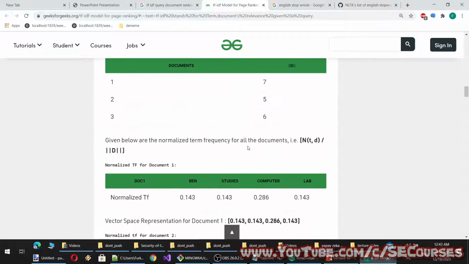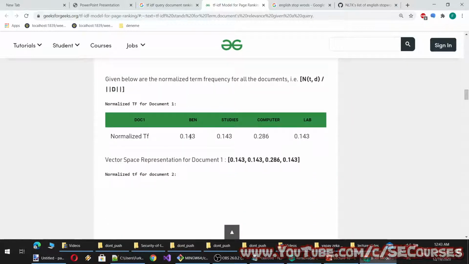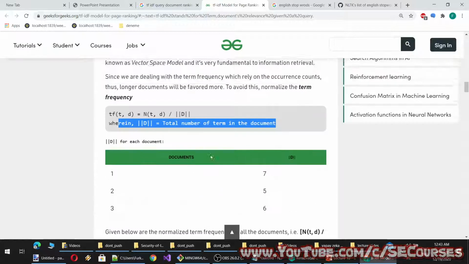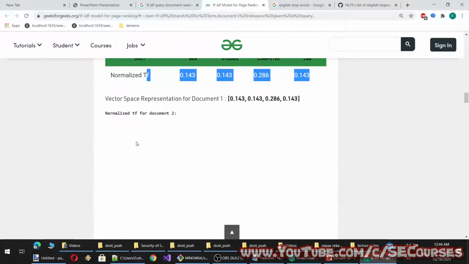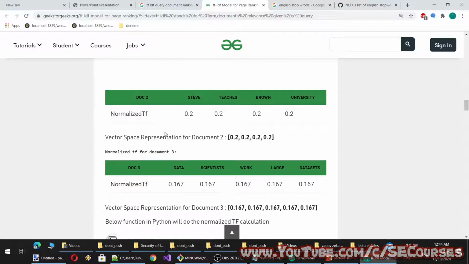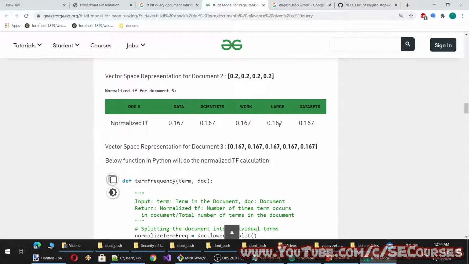So how do we normalize the term? We normalize the term by dividing the term frequency by the total number of terms. Shown as here, the normalized term frequency becomes like this for Ben, studies, computer, and lab. Therefore, the sum of frequencies is always equal to 1 in each document. You see, and the second document is like this, and the third document is like this.